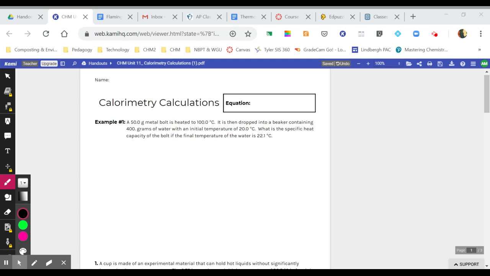So today I'm going to show you how to do calorimetry calculations. And the calorimetry calculations are very much like the specific heat calculations that we did last time. It's the same equation essentially. We're just using it in a little bit different manner.